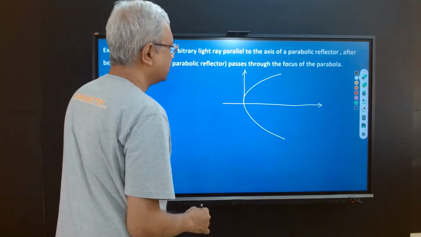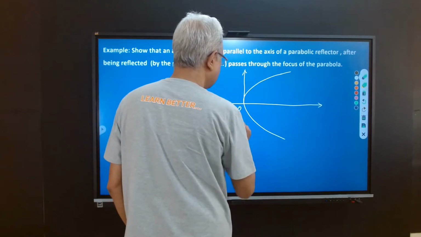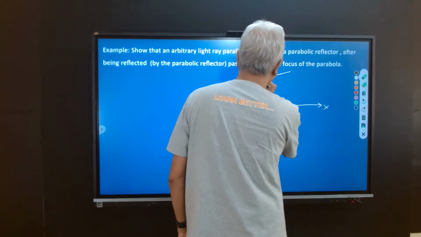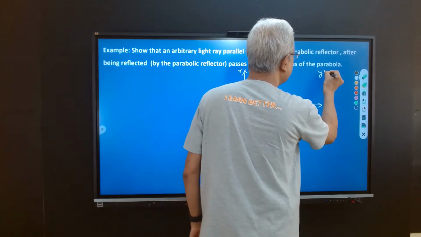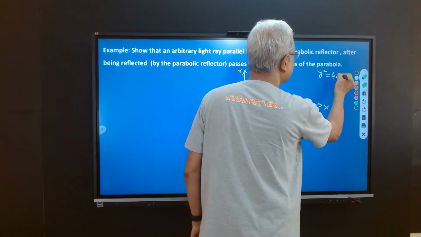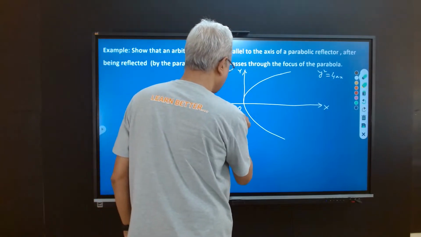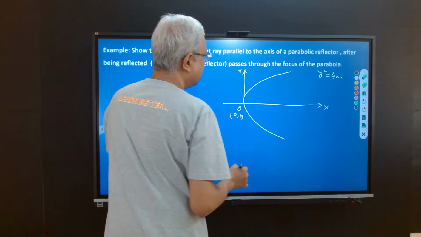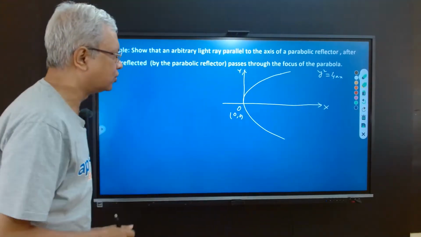Okay, now this is the origin, this is the x-axis, this is the y-axis. An equation of the parabola, let us assume it is y square equal to 4ax. Therefore, the vertex is (0, 0) and the focus is lying on the axis, and the focus coordinate is (a, 0).